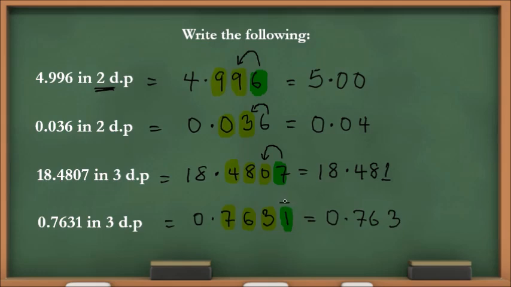It's not up to a 5. So we would not be adding 1. If we do, then that means we're saying that this number here is up to a 5 or more than a 5. So therefore, it's going to remain 3. 0.763. Beautiful.